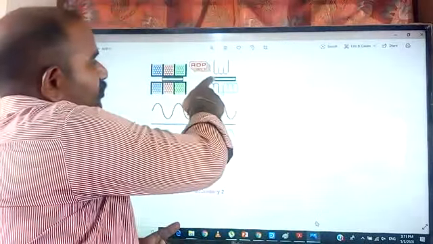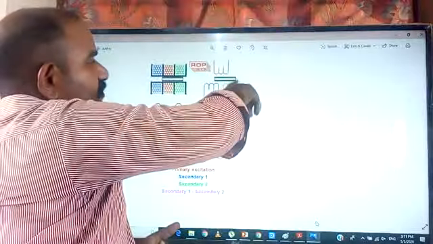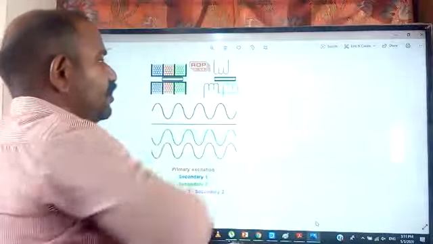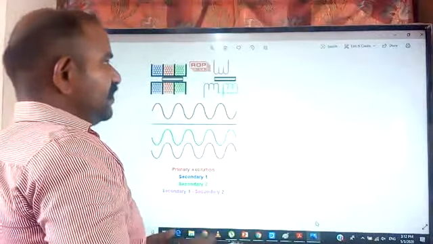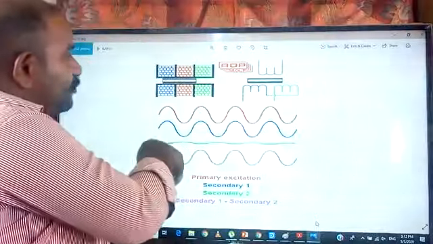Now the other case. If the core is moved to the right side, then the flux linked from the primary coil to the secondary coil 2 is going to be more. So obviously the voltage is going to be the other way. You can also see this in the signal format.